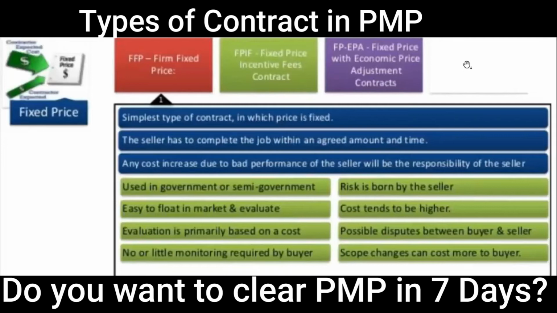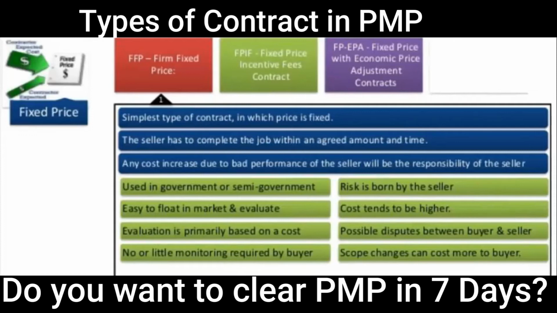So if we combine them, we have firm fixed price. In firm fixed price, now basically I'm combining fixed price, incentive, and award in that detailed criteria. In firm fixed price, the price is 100% fixed. The seller completes his job, you give him the money. Any cost incurred due to bad quality or rework has to be paid by the seller. The seller is responsible for this. That's why the risk is on the seller, because the scope is 100% fixed.